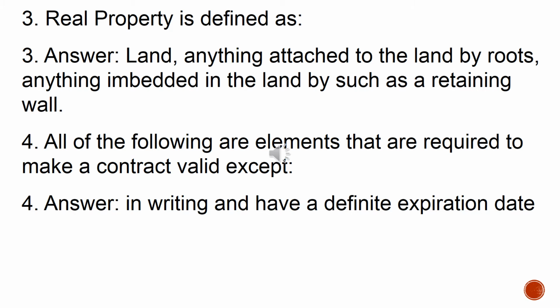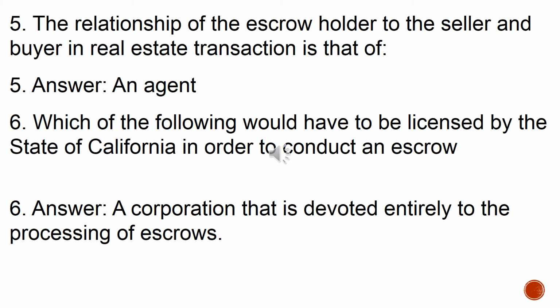Question number 4. All of the following are elements that are required to make a contract valid except. Answer, that it is in writing and has a definite expiration date. Question number 5. The relationship of the escrow holder to the seller and buyer in a real estate transaction is that of. Answer, an agent.